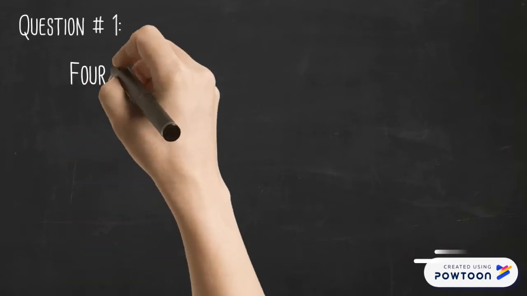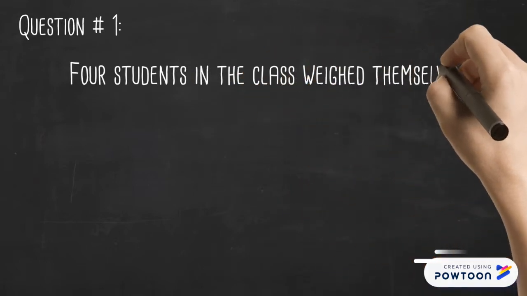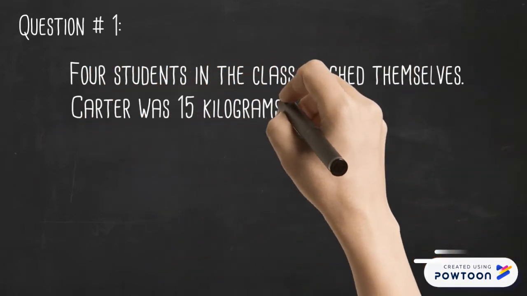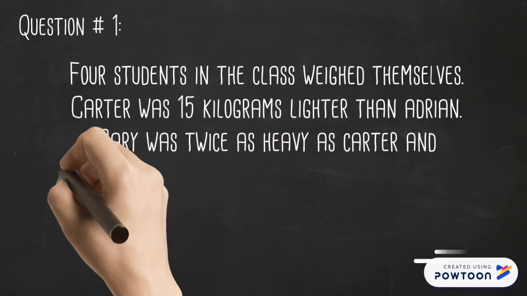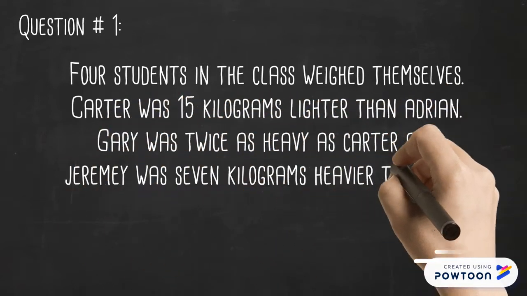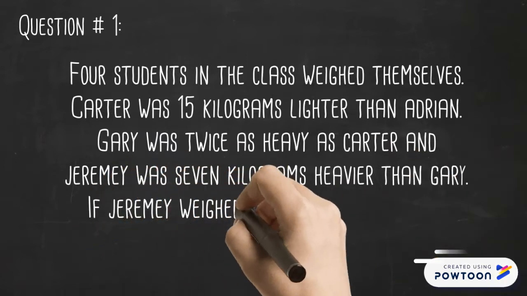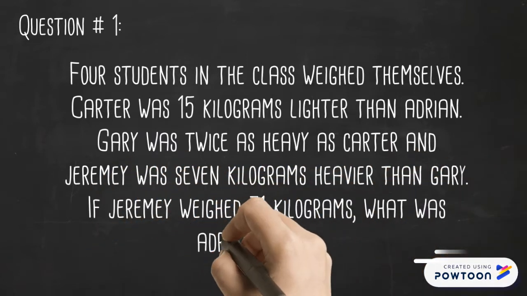First, let's read the question together. 4 students in the class weighed themselves. Carter was 15 kilograms lighter than Adrian. Gary was twice as heavy as Carter, and Jeremy was 7 kilograms heavier than Gary. If Jeremy weighed 71 kilograms, what was Adrian's weight?